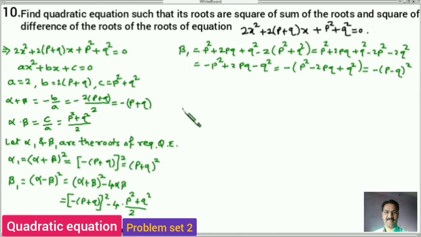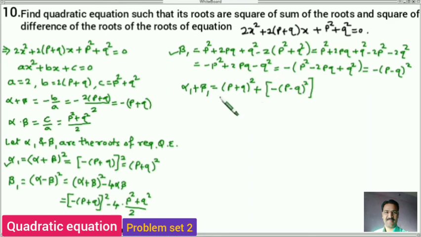Okay, now after getting alpha 1 and beta 1, to frame the equation, what do we need? The sum and product. So let's find alpha 1 plus beta 1. What is alpha 1? This is P plus Q bracket square. Plus, what about beta 1? That is minus P minus Q square. This is beta 1.